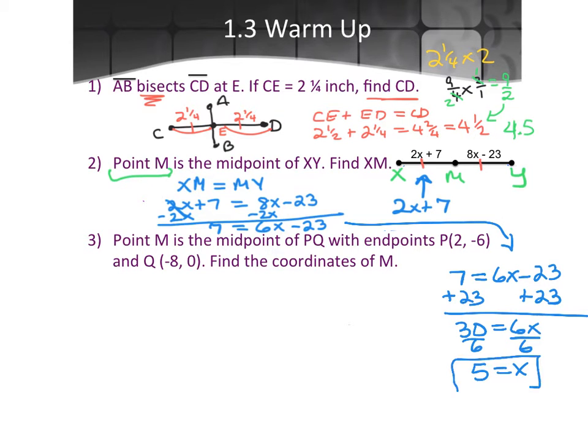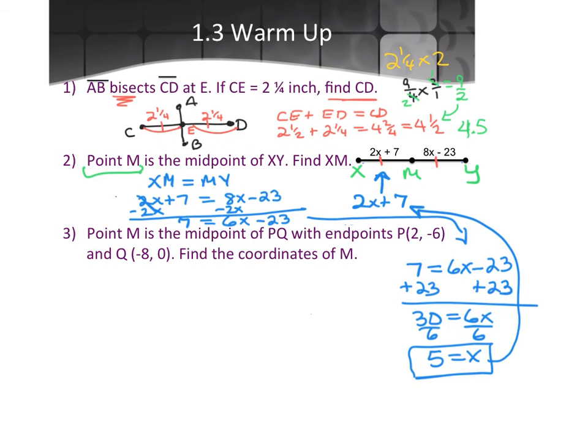I now take this 5 and I'm going to substitute it into 2x plus 7. So 2x plus 7, take out x, replace it with 5. 10 plus 7 is 17. So the length of XM equals 17.